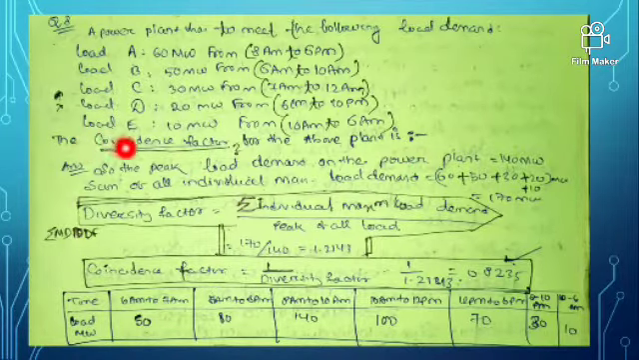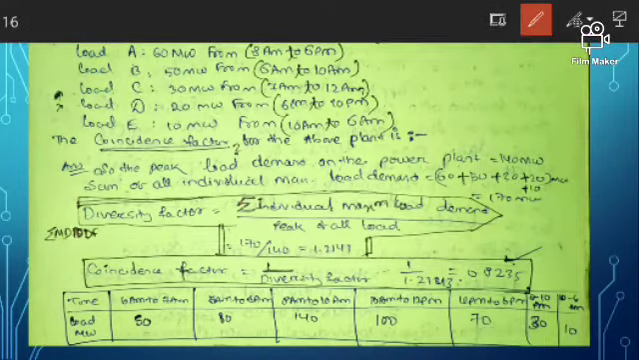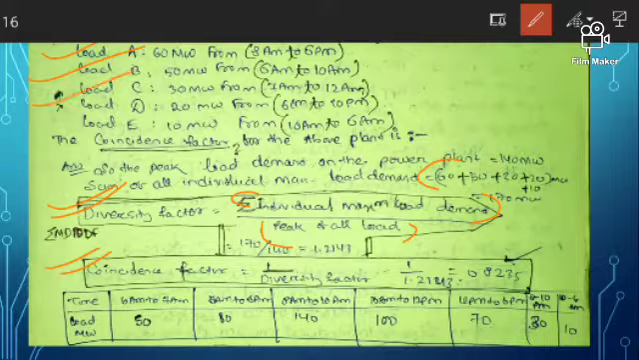Here it is asking about the coincidence factor. So we know the formula: coincidence factor is equal to 1 divided by diversity factor. For diversity factor, we already know the formula, that is summation of individual maximum demands divided by peak of all the load. So the summation of all maximum demands is equal to 60 from load A, 50 from load B, 30 from load C, 20 from load D, and 10 from load E.